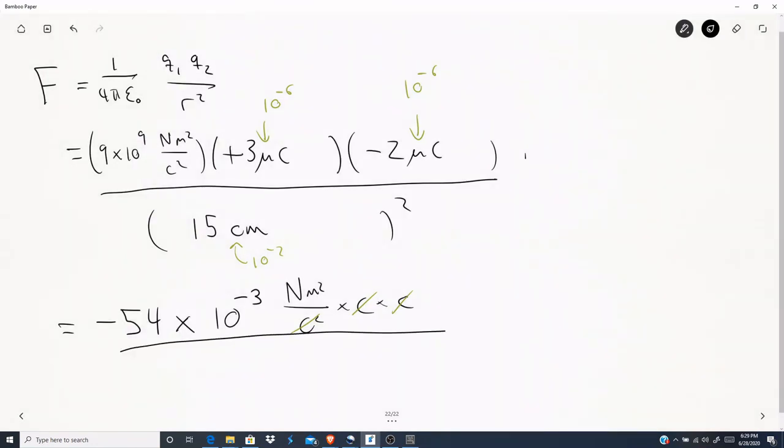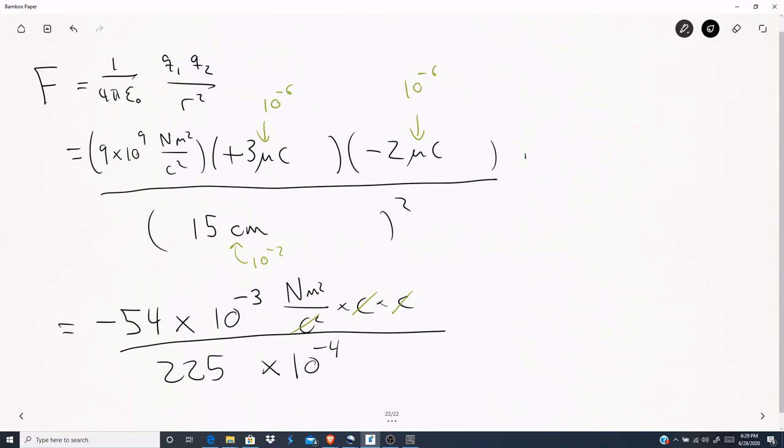Now I have to deal with the denominator. The denominator has a 15 squared and a 10 to the negative 2 squared. The 10 to the negative 2 squared will just become 10 to the negative 4. And then 15 squared will be 225. So I have 225 in the bottom and 54 upstairs.